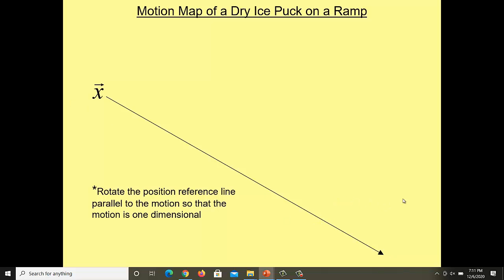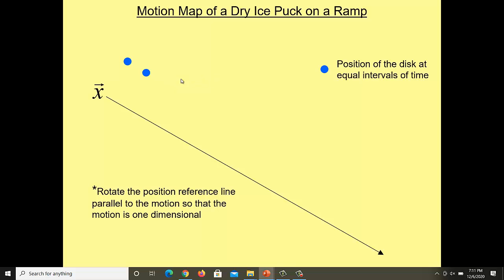And so now I'm going to draw position dots at equal intervals of time. So, the dry ice puck started at the top of the ramp, so it's up here somewhere. One unit of time later, whatever that was, a second, in our lab it was a tenth of a second, the dry ice puck had moved down the ramp. Another tenth of a second later, it had moved even further down the ramp. But how far down the ramp compared to here? Should the next dot be equidistant?